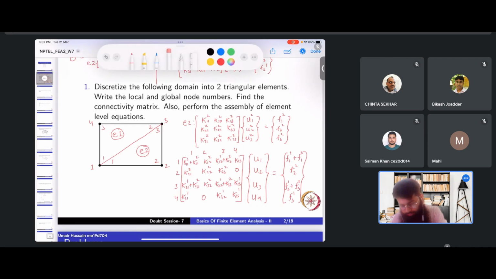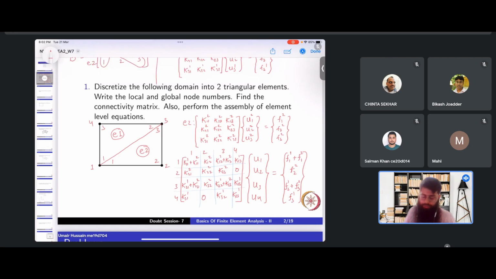Okay, so it got a little messed up here. I'll draw a line for separation. So this is how the stiffness matrix should be assembled. This is a very simple case of two elements. So I hope this was clear. If there's any doubt, please you can ask now.